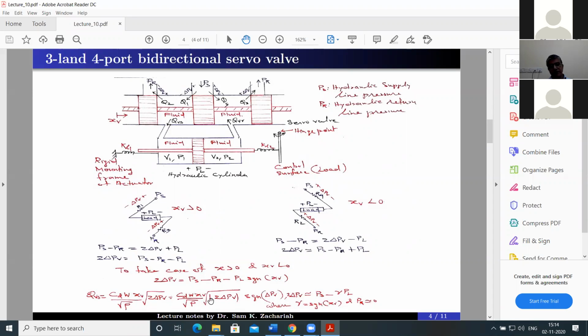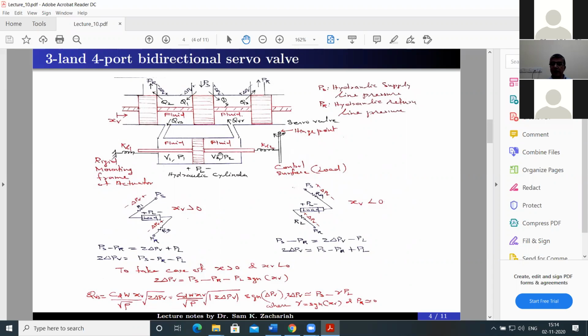But if 2 delta PV is negative, here PR cannot increase. The only possibility is PL will be taking the opposite direction. PL becomes very large. Suppose PL is so large, it is even more than PS. Then PS minus PL will become negative. How is it possible?